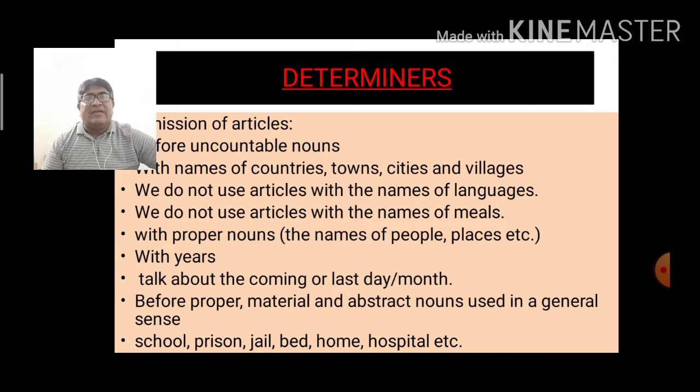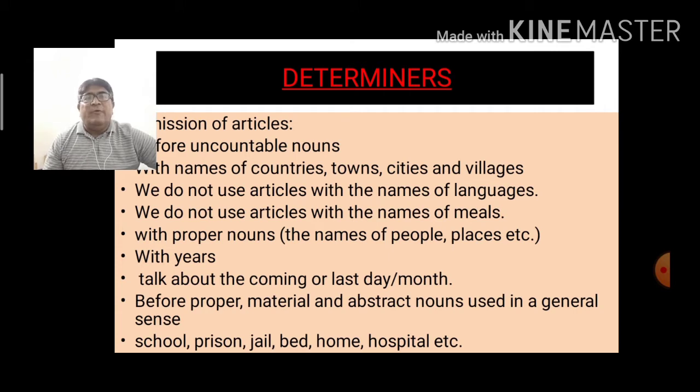Now next is that we do not use articles with the names of meals. I want dinner. Today's dinner was fantastic, delicious. Really, I liked it so much. So this is an example of meals. Dinner, breakfast, lunch, these are all called meals, and before them we cannot use the article "the".